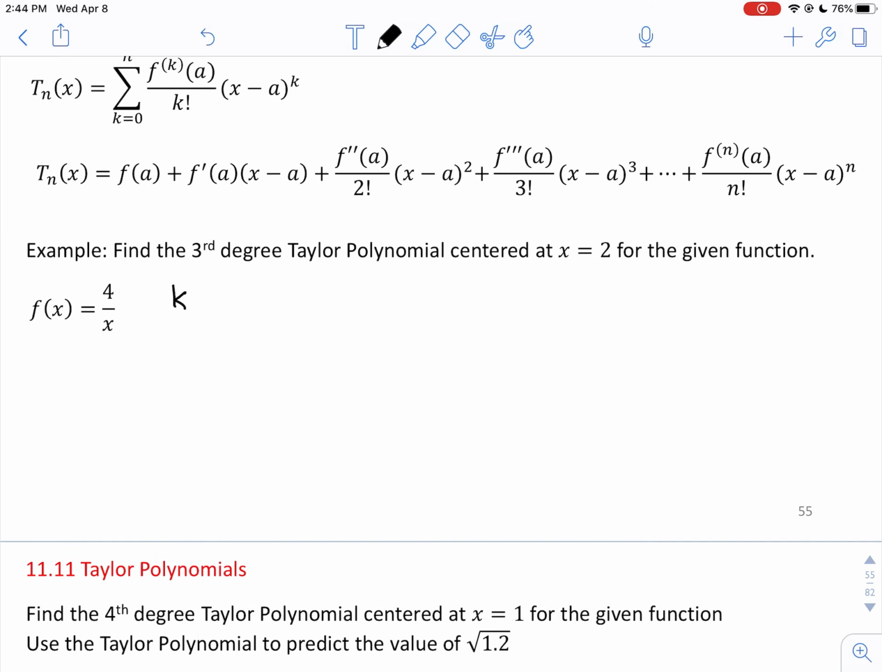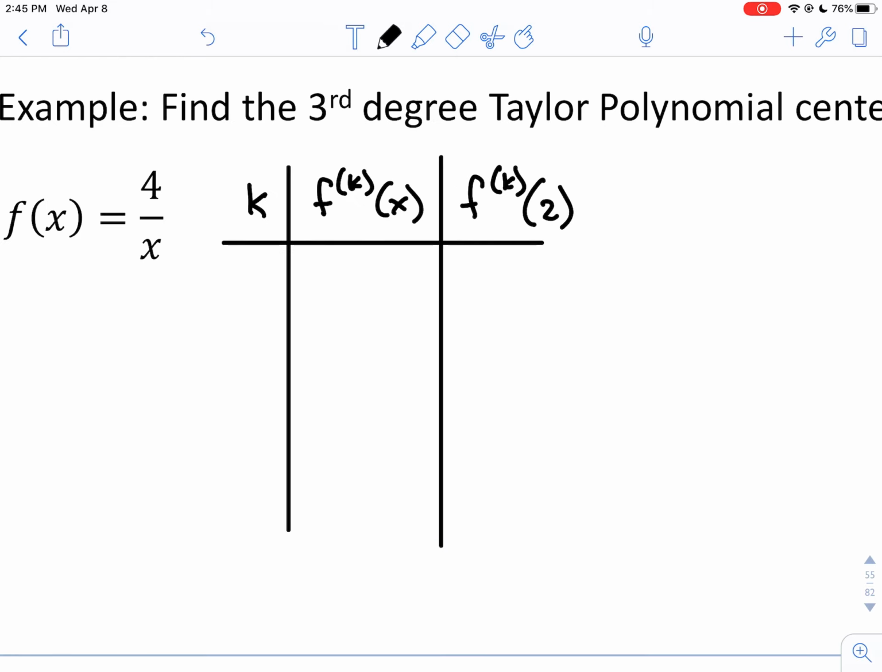It's going to have k to keep track of what derivative we're on. It's going to have the kth derivative of that function, and then the last column will be the kth derivative of that function specifically at a. In this case, a is 2. All right, the first thing is the 0th derivative. This just means, hey, plug in the original function right here. No derivatives yet. It's going to be better to write that as 4 times x to the minus 1.